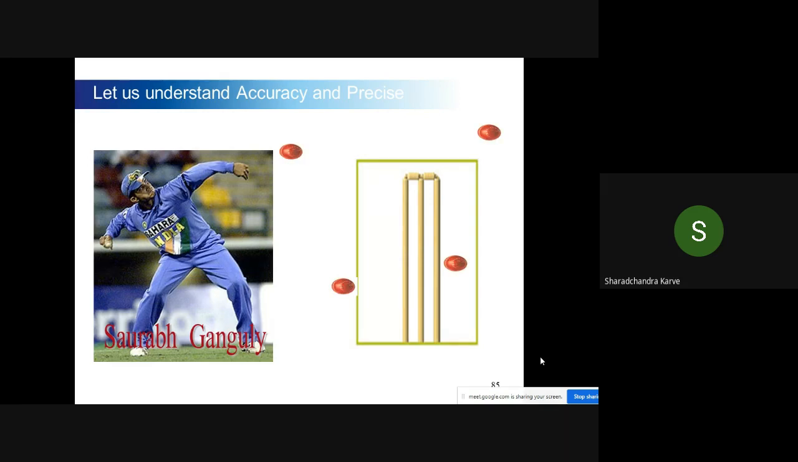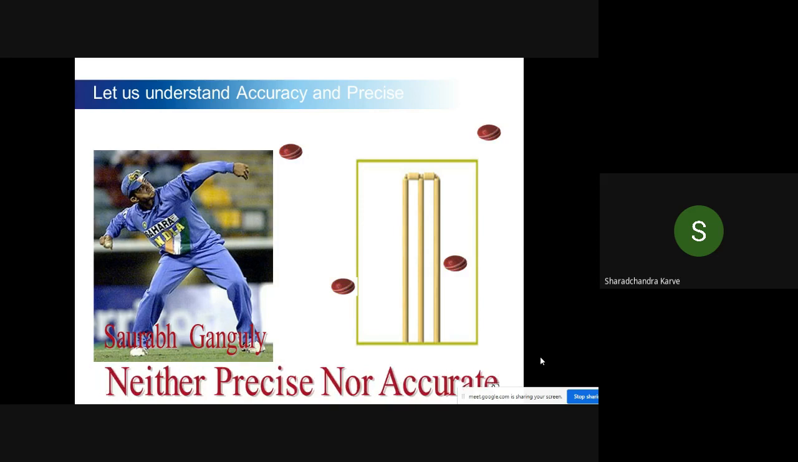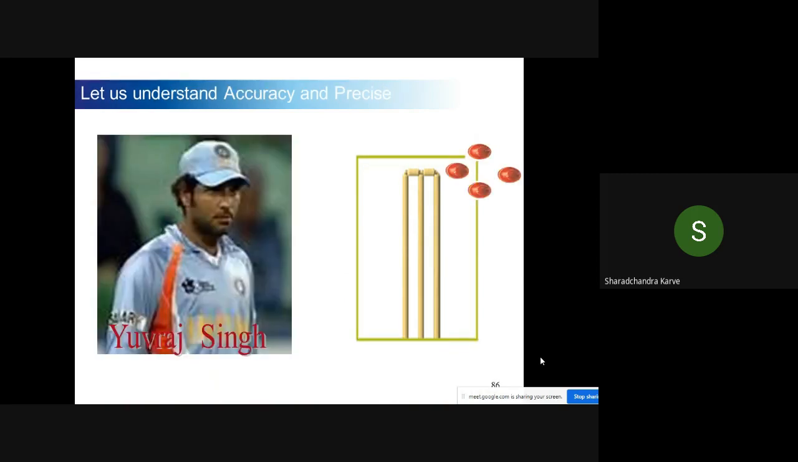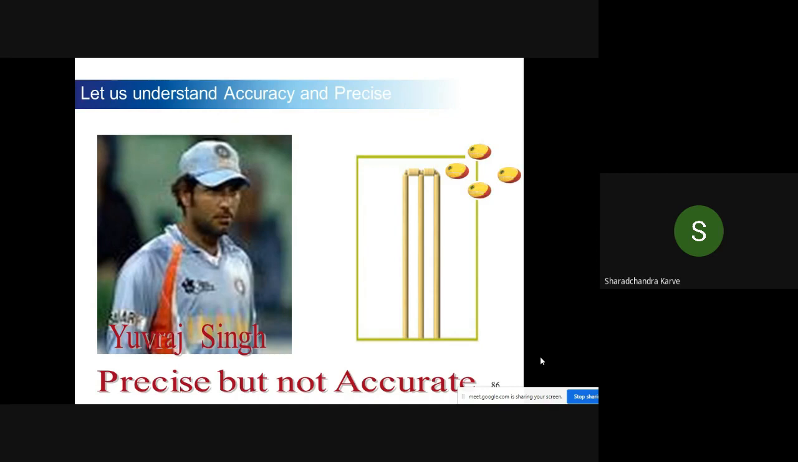In this case, we say Saurav Ganguly is neither precise nor accurate. Next slide. Now consider Yuvraj Singh, who is also fielding at the boundary line and throws a ball. Next slide. About Yuvraj, you will say he is precise but not accurate, meaning there is consistency in his throws but not on the target.